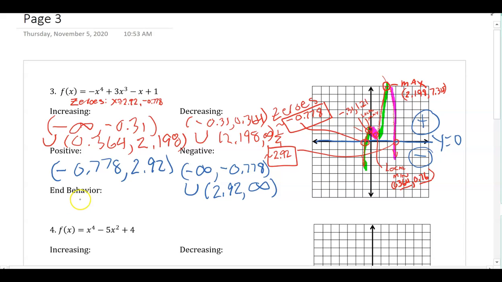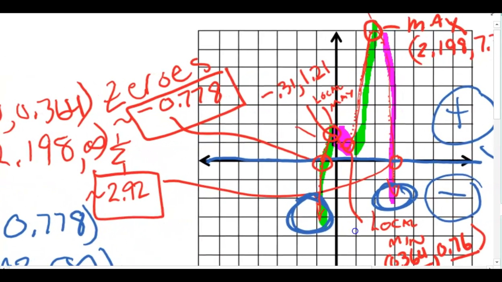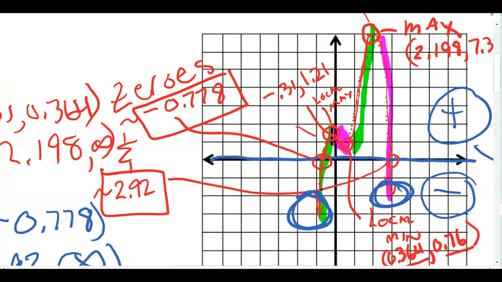End behavior: as x approaches negative infinity, my left arrowhead, f of x also approaches negative infinity. My right arrowhead, as x approaches positive infinity, f of x approaches negative infinity. And the graph, I used a function on my calculator to trace along so I could plot my points as I went.